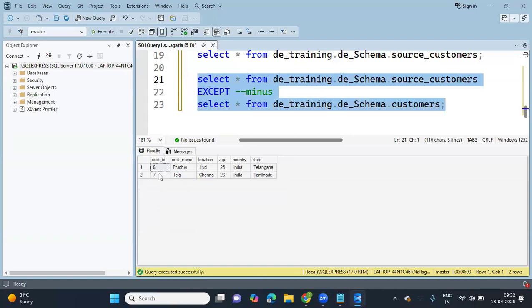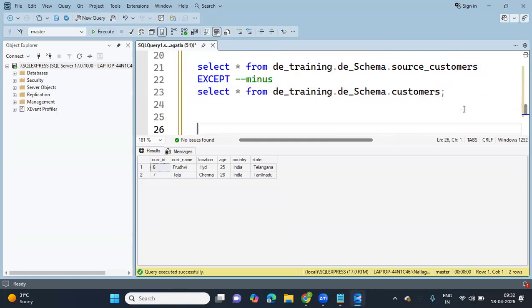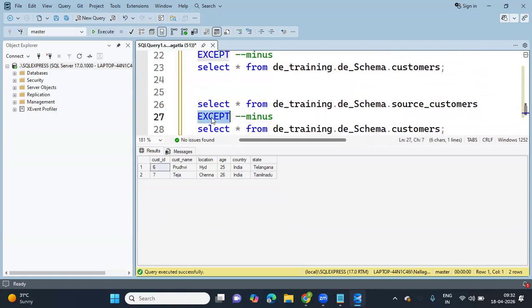You can see here, now the ID numbers 6 and 7 are not there in the source table. That's why it is giving them. This is one way of identifying. Or if you want the common rows between the two tables, you can do an inner join, or the other way is intersect. I don't know if intersect is available here or not. Yes, it is there. Intersect means common. Let's write here common rows.